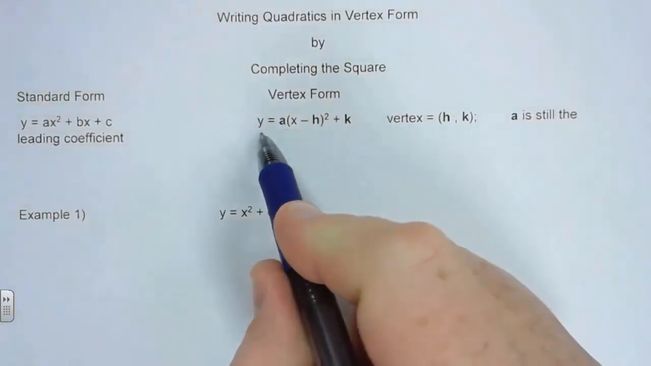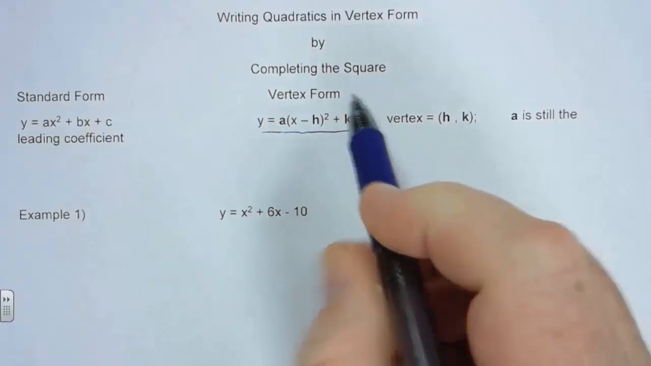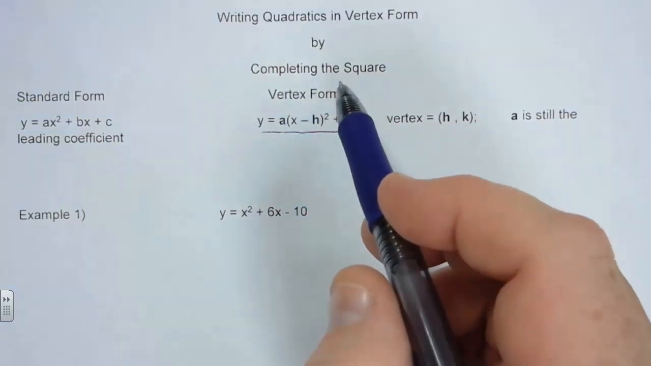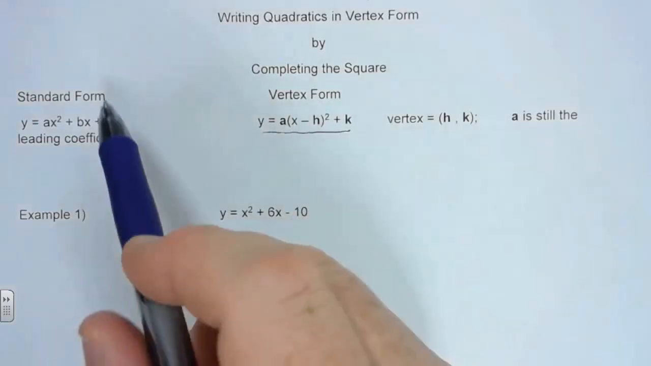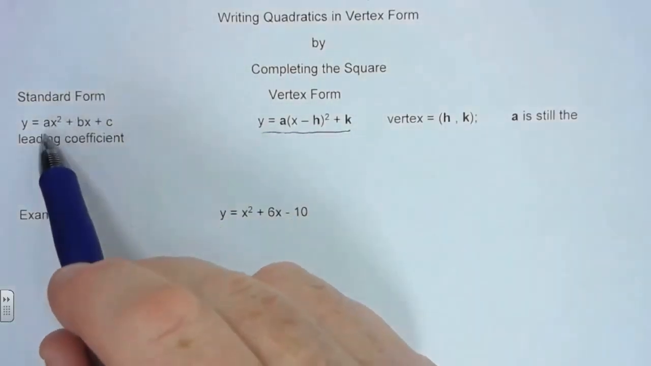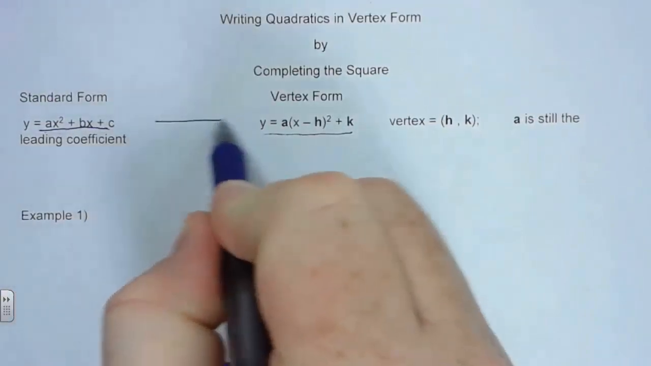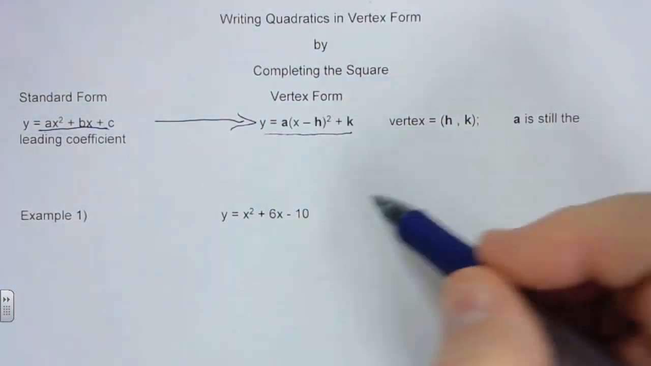In this video we're going to show how to write quadratics in vertex form, and you can see right here vertex form is looking like this. We're going to do that by completing the square, which is a means or method for also solving quadratics. First of all, standard form looks like this, so we're going to convert this standard form into vertex form by completing the square.